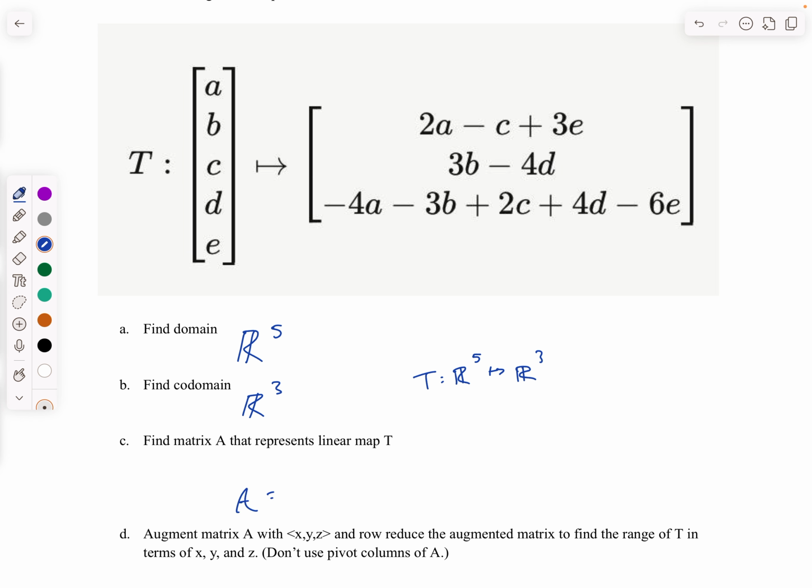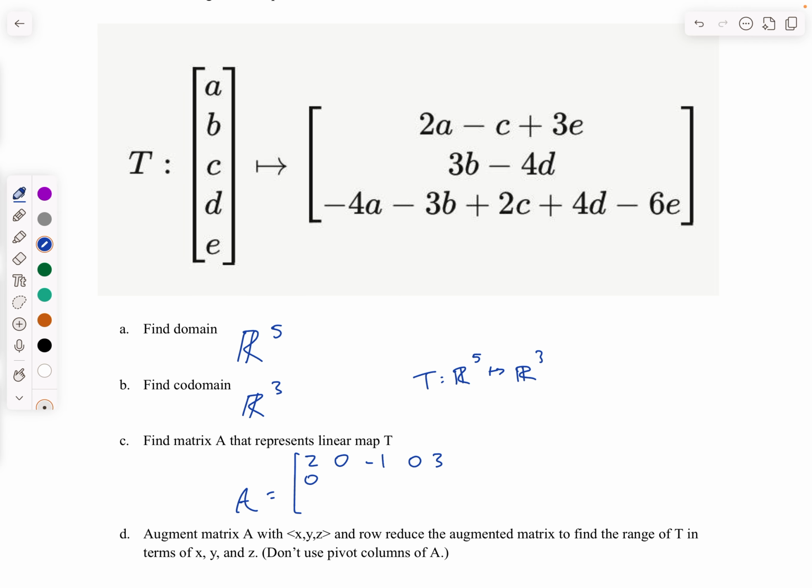So to find the matrix A that represents the linear map T, we look at the coefficients. We don't just take coefficients 2, -1, and +3. Instead, we need to go variable by variable. So we'll start with A's. We have 2 A's in the first row. B's, there are none. C's, -1. D's, again none. And then E's, there are 3.